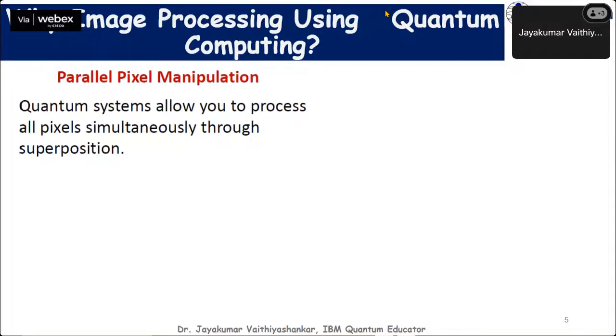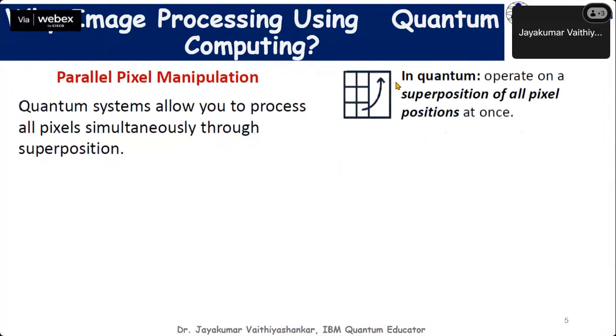But the question is, what kind of superposition state do you need to go to? What kind of superposition state do you want to initialize? This is the fundamental question you need to know. In quantum, it will operate on a superposition of all pixel positions at once. So before picking the superposition, you need to decide whether this superposition will lead to parallel computation, right?